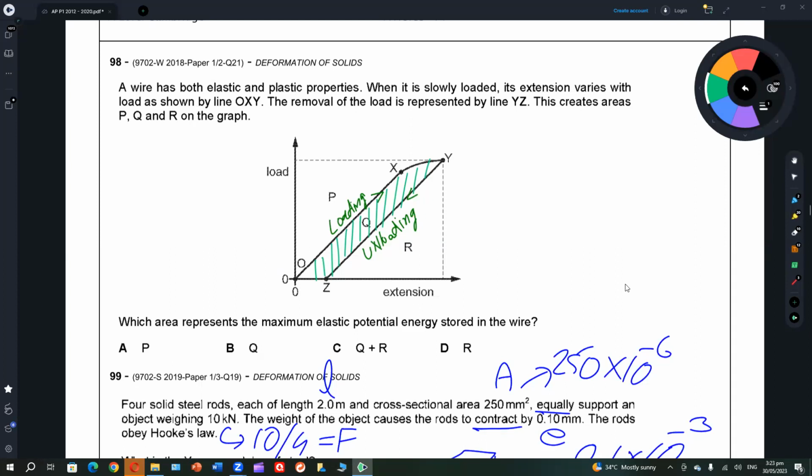So this is the area which shows the energy which cannot be recovered. He says the maximum potential energy stored. The unloading means that you have removed the deforming force and the object is returning to its original position.